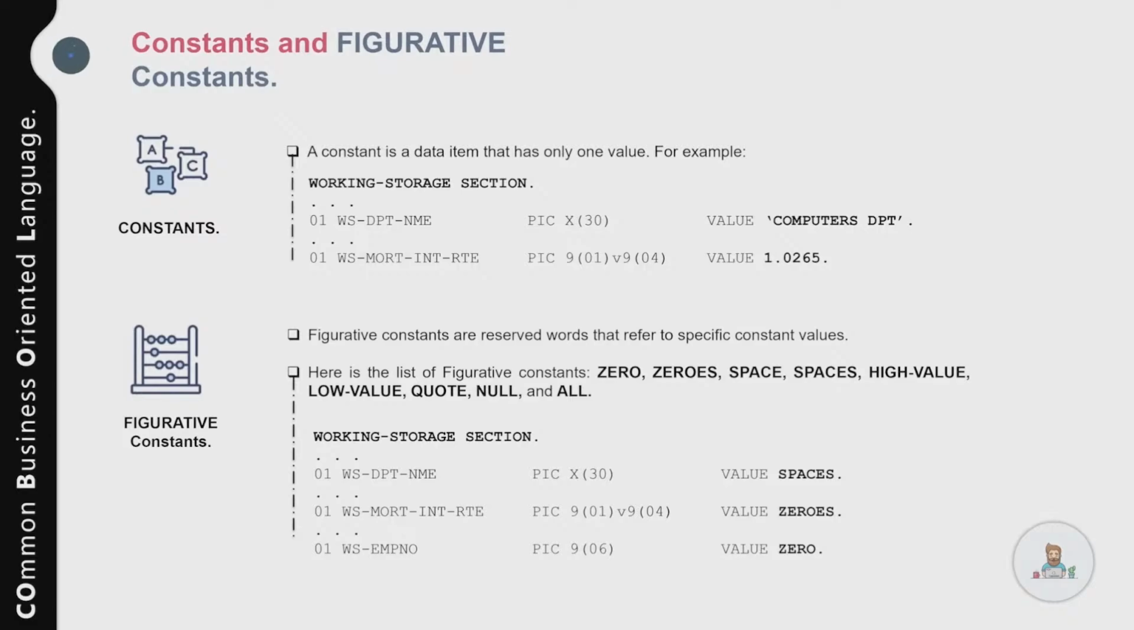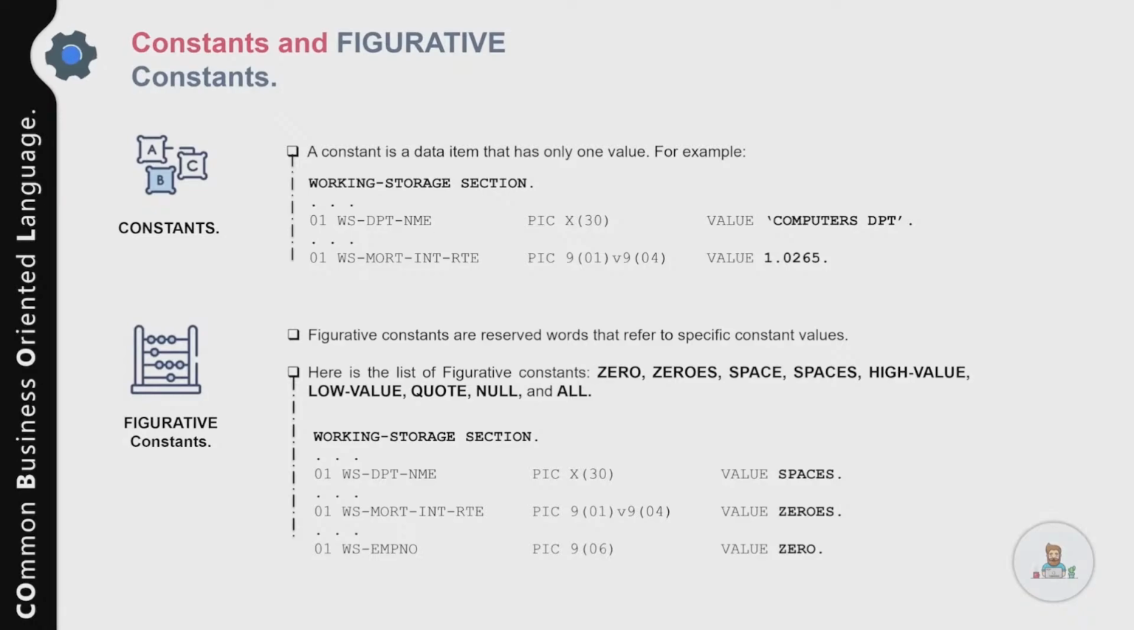And for the last field, that is employee number, I've used figurative constant 0. So that means my employee number will have 0 as an initial value. And similarly, you can use other figurative constants to initialize these variables with specific values. For example, high value, low value, quotes.